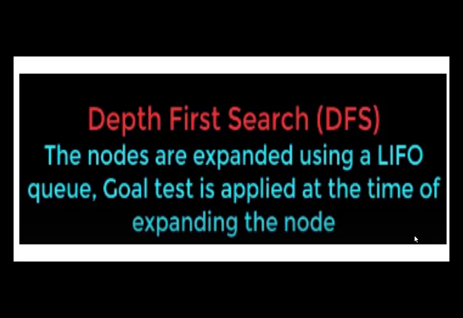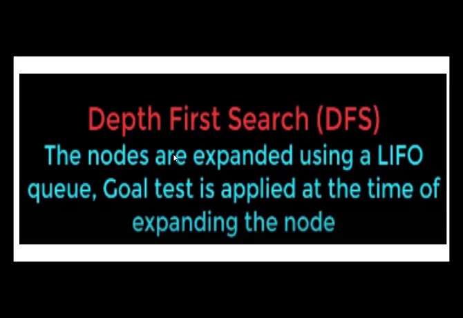Today we'll be doing the DFS search, that is the DFS algorithm. This is one of the search algorithms which comes under the category of uninformed search. In this case the nodes are expanded using a LIFO, that is last in first out, queue, and the goal test is applied at the time of expanding the node.